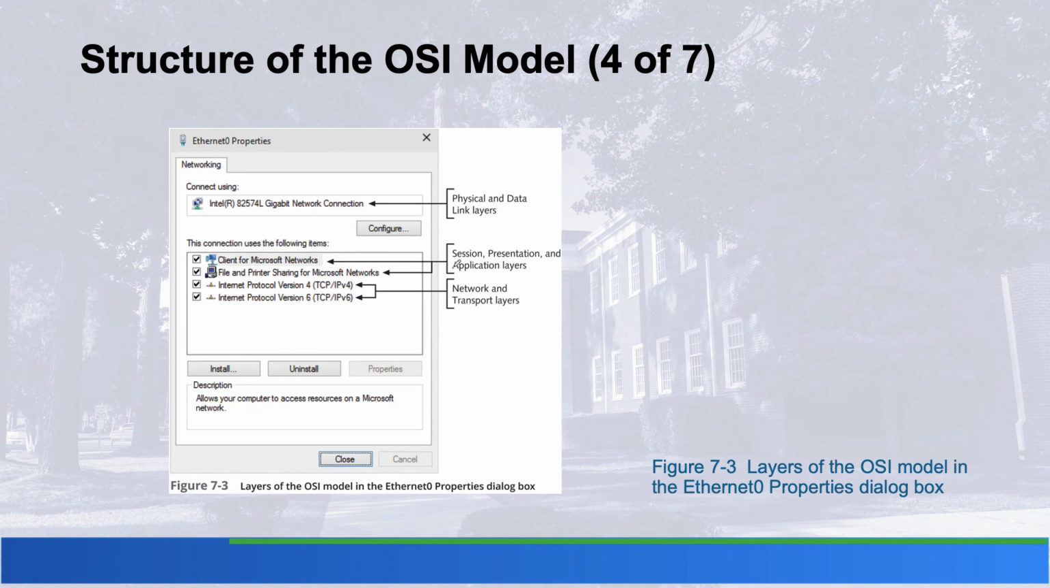If we look at one of the dialog boxes, this is one of the examples. The setting in this configure dialog box here sets the configuration parameters of the physical and data link layers. The client for Microsoft Networks works at the session, presentation, and application layers. And these two, IP version 4 and IP version 6, work at the network and transport layers. So we can see that when we open up and configure the network dialog box, we're changing the settings for all of the 7 layers in one place.